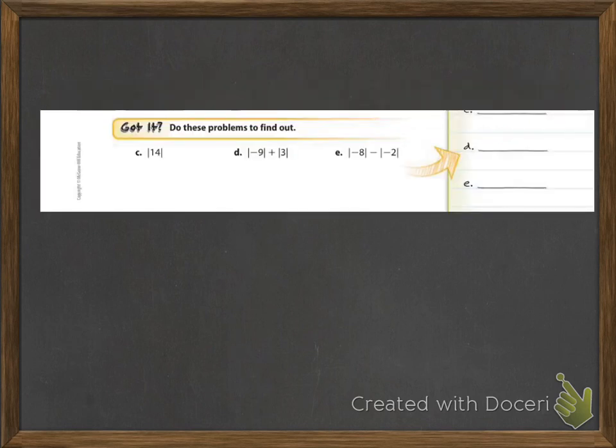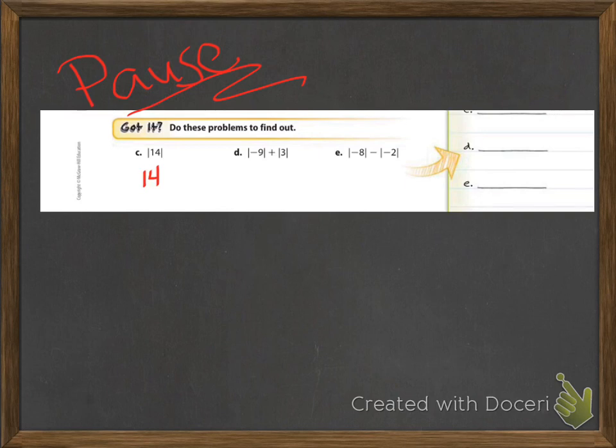All right, so go ahead and pause your video and try these on your own, and when you unpause your video, we will go through it. All right, so example C says, what's the absolute value of 14? That answer is just 14. Nothing more, nothing less. Notice I didn't put any brackets around my 14.